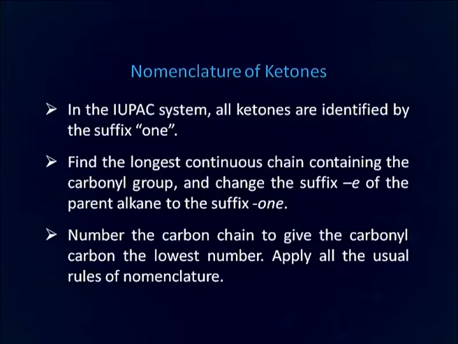You will then have to number the carbon chain to give the carbonyl carbon the lowest number. Apply all the usual rules of nomenclature. Simplest ketones must have 3 carbon atoms. The reason behind it is that a ketone has 2 alkyl groups attached to the carbonyl carbon. So, at least 3 carbons are needed for a molecule to have a ketonic functional group.